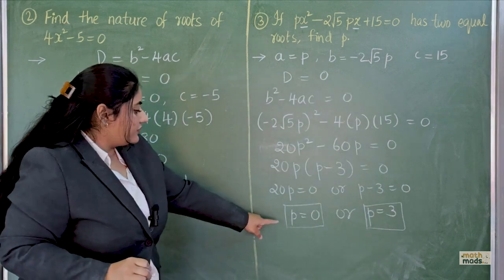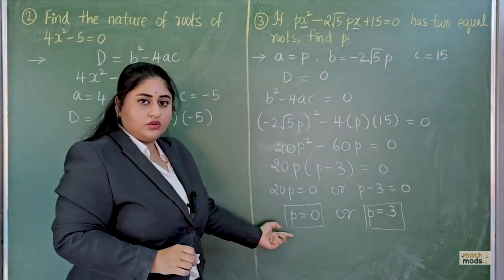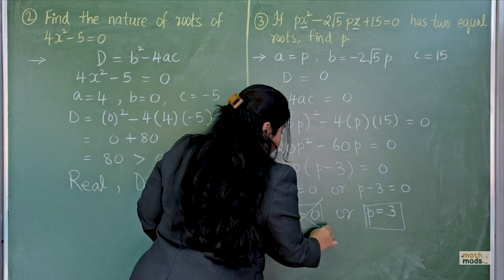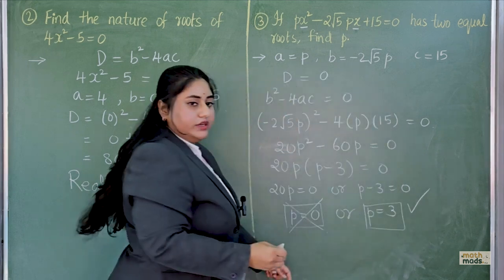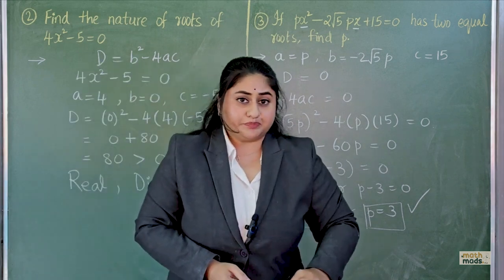But what happens if I put p as 0? This is the coefficient of x square. Can it be 0? No. So this is not possible. So p is equal to 3 is the only value that can satisfy this equation.